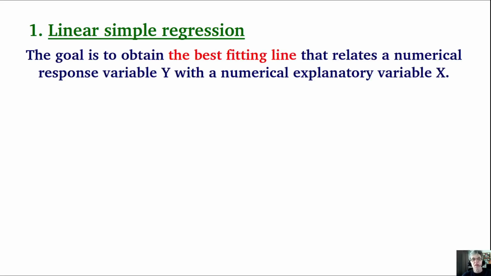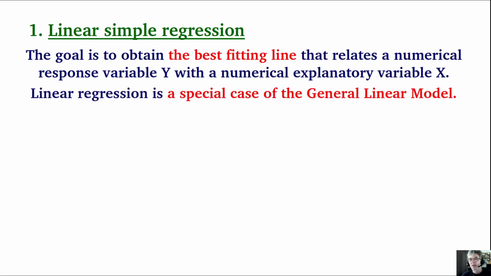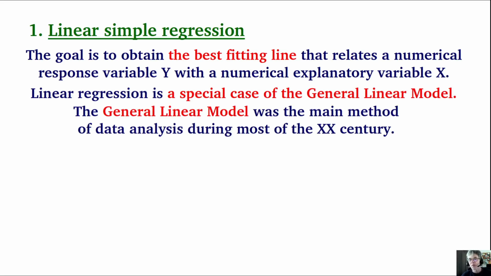So in simple linear regression, the goal is to obtain the best fitting line that relates a numerical response variable with a numerical explanatory variable, the best fitting line to a cloud of points. Linear regression is a special case of the general linear model. The general linear model was the main method, the workhorse of data analysis during most of the 20th century.